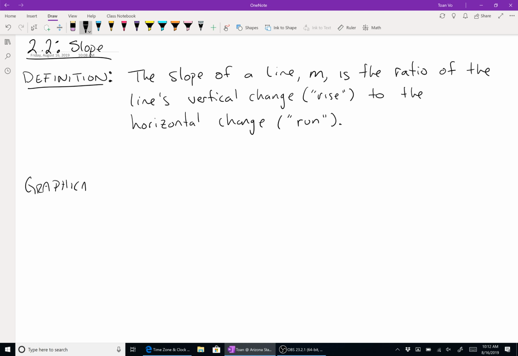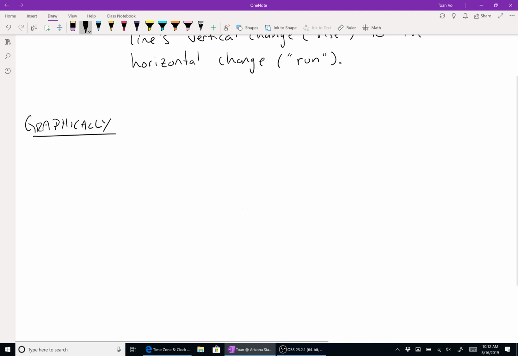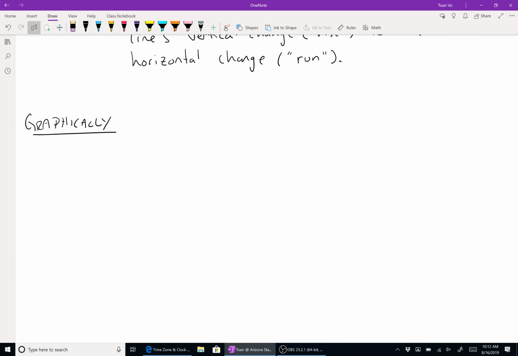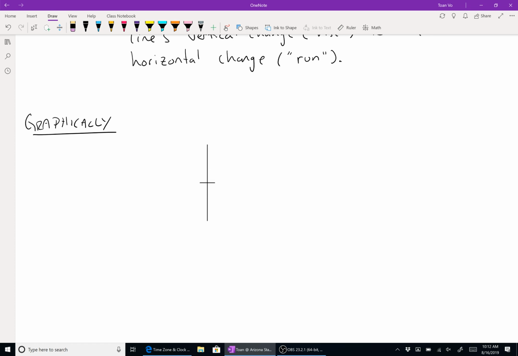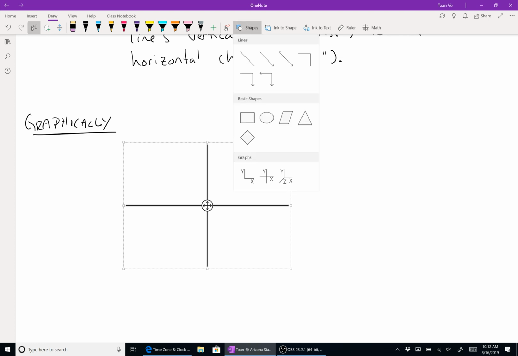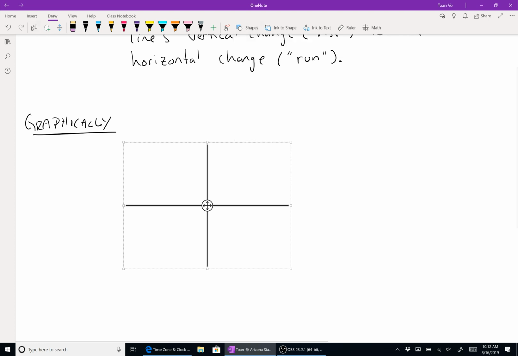Graphically, it looks something like this. So just draw a random coordinate plane. And I'm just going to draw a random line. There's no rhyme or reason why this line is what it is. I'm just going to draw a random line, say, like there.